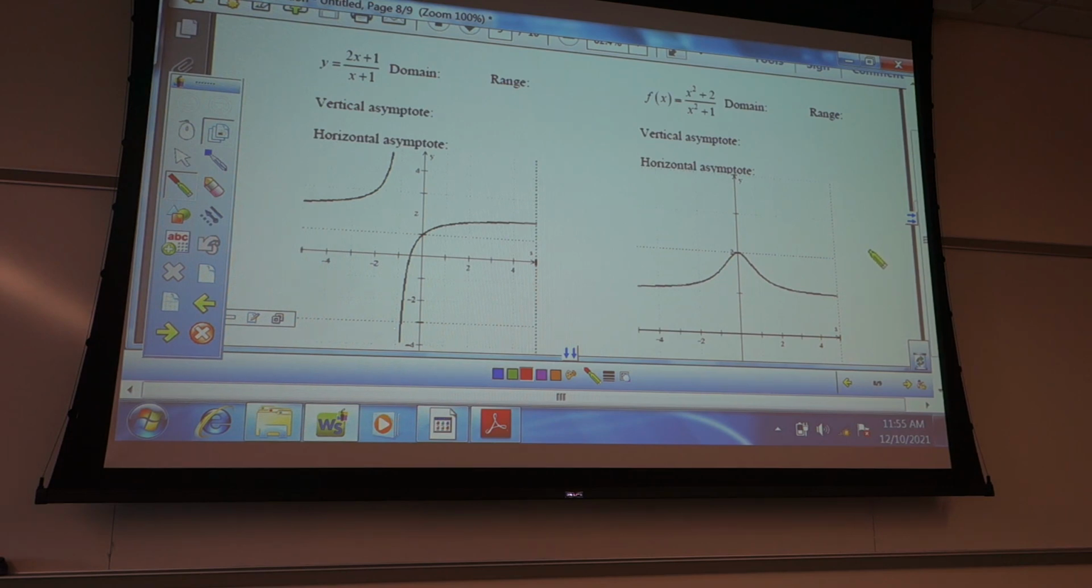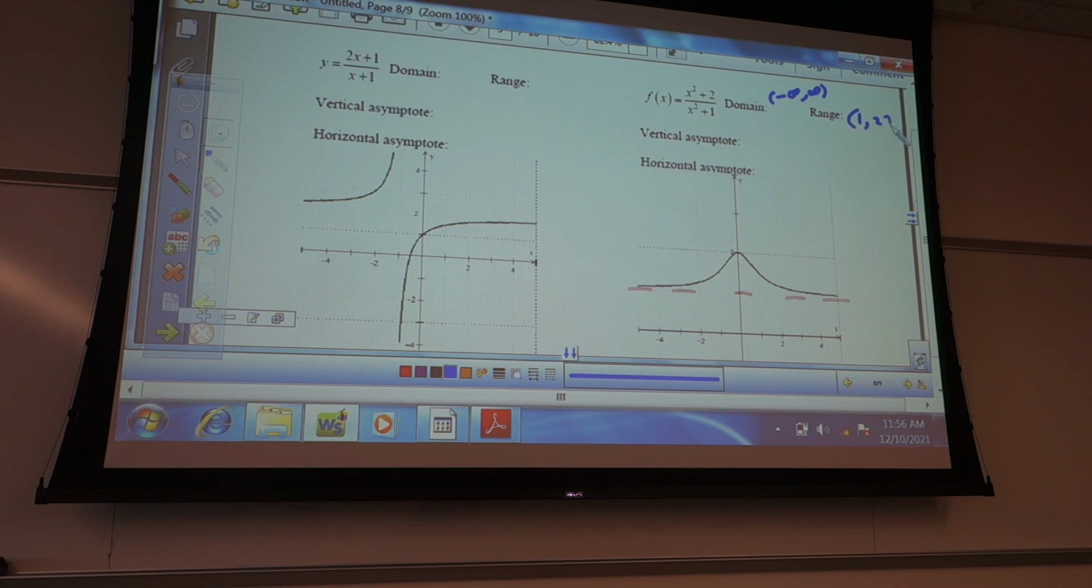So work on these two. Here, I'll go over this one with you when I do that. So here, I see sort of an asymptote here. Does anyone see that? But my domain, x could be anything. So here, my domain is negative infinity to positive infinity. My range, my y's only go from 1 to 2. It doesn't ever go higher than 2 or lower than 1. So it's from 1 to 2. I cannot touch 1, but I can touch 2.